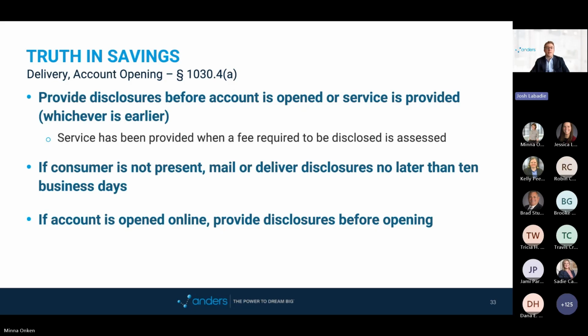Okay, delivery at the time of account opening, and then on the next slide we'll talk about upon request. Give the disclosures before the account is opened, and when the customer is sitting there, or if not then, before you provide a service. The reg says a service has been provided when a fee required to be disclosed is assessed. If the customer is not sitting there for some reason, mail or deliver the disclosures no later than 10 business days. And then for online account opening, the customer has to receive them before the account is opened.